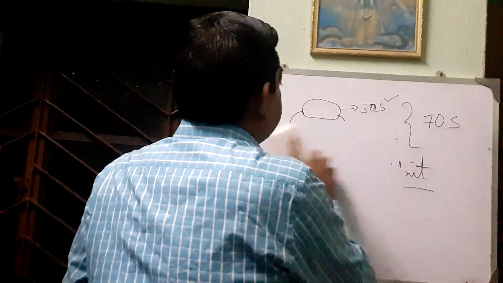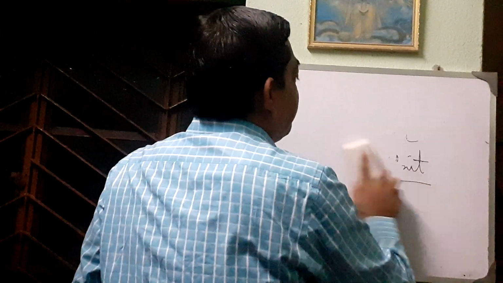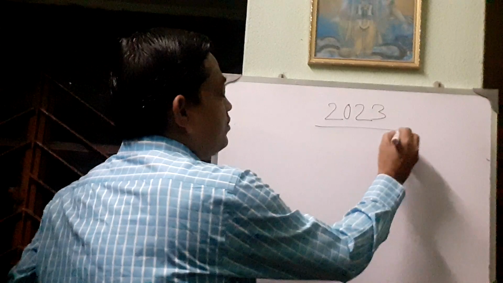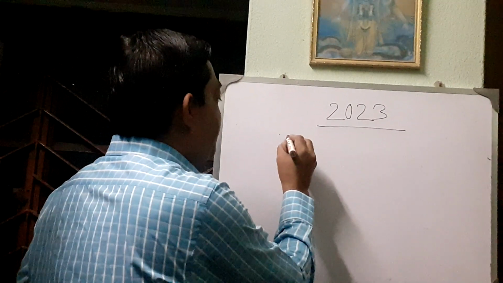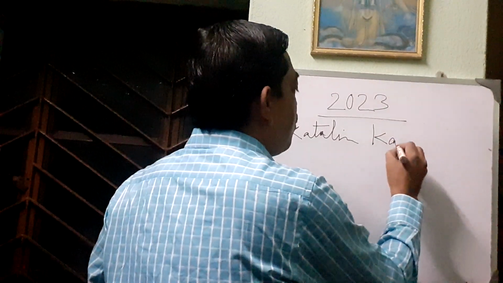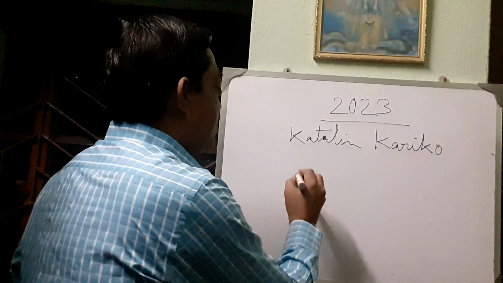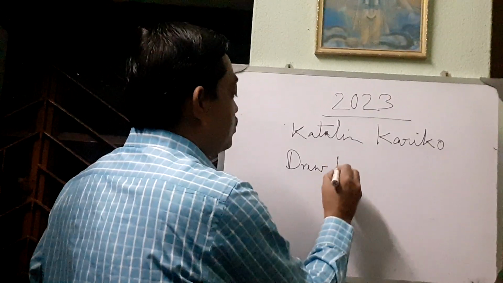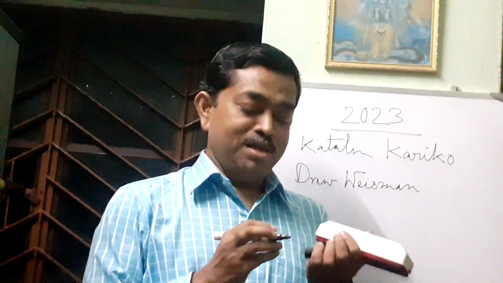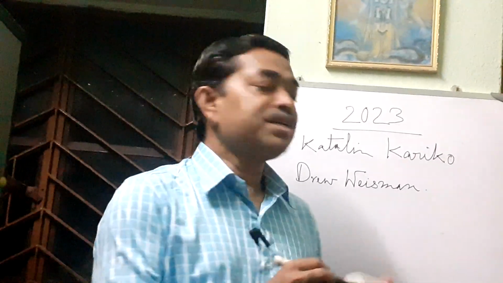And another thing: I have told you about the three-dimensional structure when talking about mRNA. Let me complete one very interesting thing. In 2023, Hungarian scientist Katalin Kariko and American scientist Drew Weissman together won the Nobel Prize in Physiology and Medical Science in 2023.